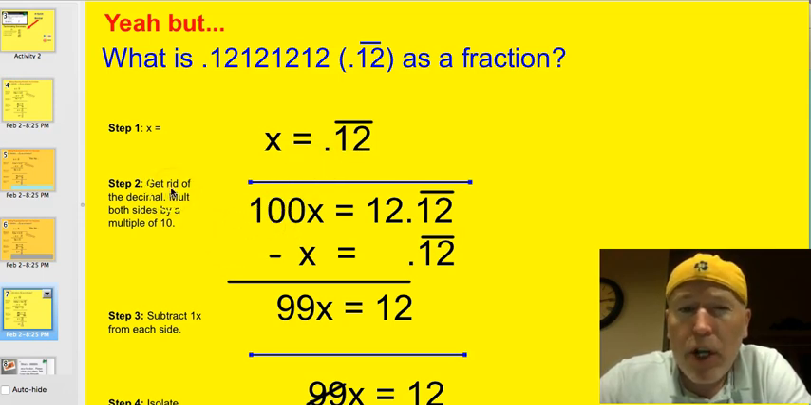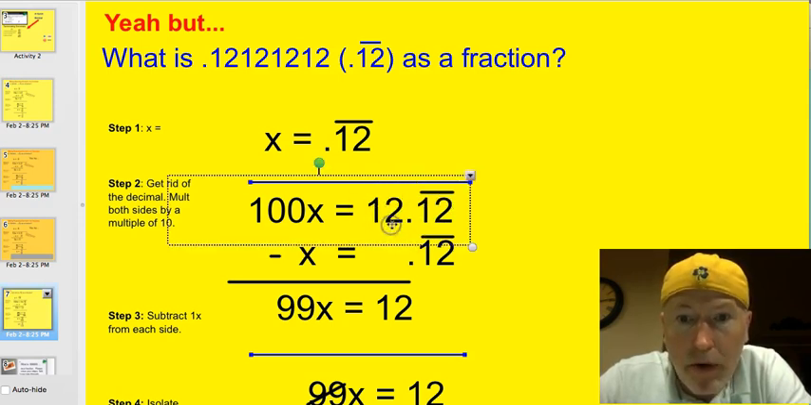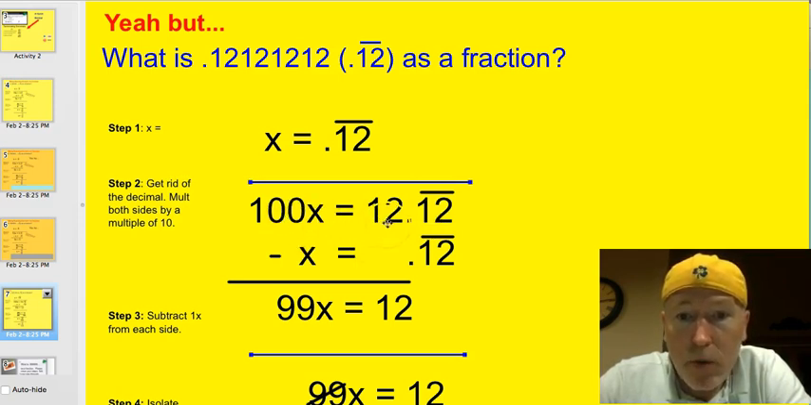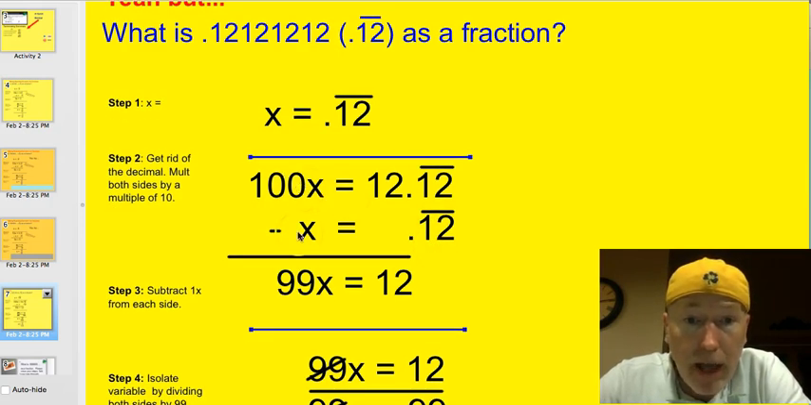That's why I said over here, get rid of the decimal and multiply both sides by a multiple of 10. Because what we want to do is get 0.12 over here by itself so we can isolate 12. All right, so that's what we're going to do. We multiply both sides by 100, so we've got 100x equals 12.12 repeating. Now we're going to subtract just one x because that'll help us get rid of all of these repeating 1s and 2s. When we do that, 100x minus 1x, you got 99x is equal to 12.